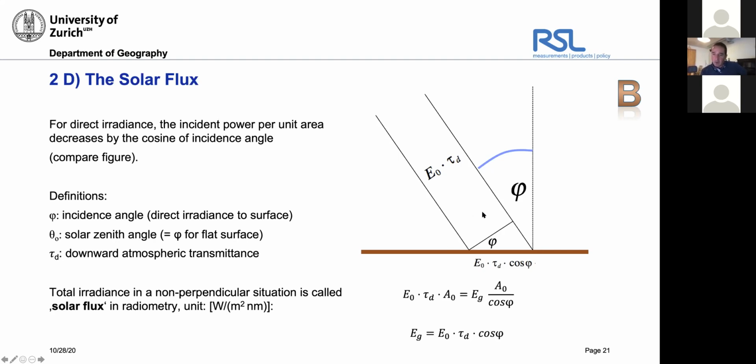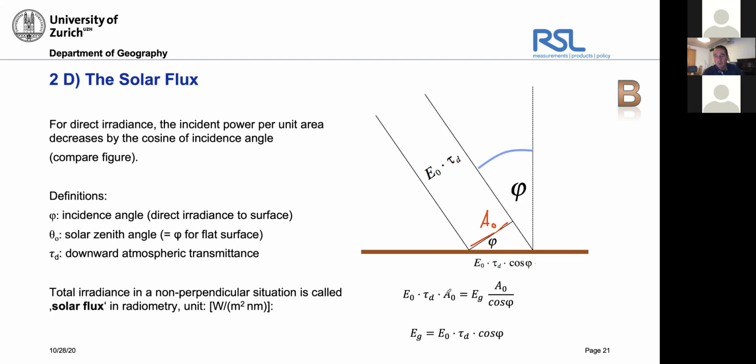And you're getting into it. Here you would have A0, so that's A0 here. That's the area which is normally used. But if you go to the area down here, this area is A0 divided by the cosine of phi. So A0 divided by cosine phi is the area down here.